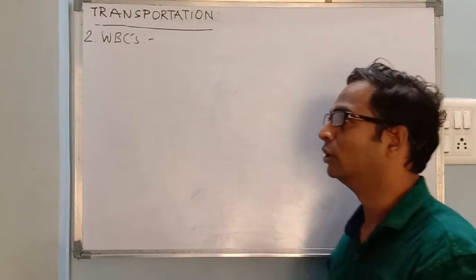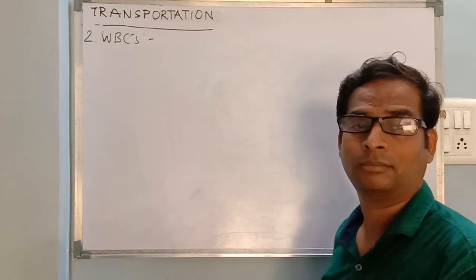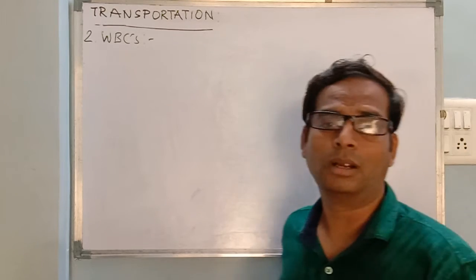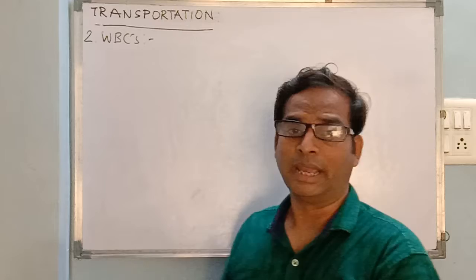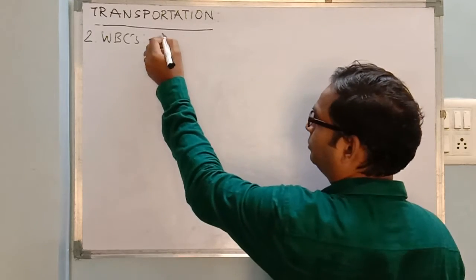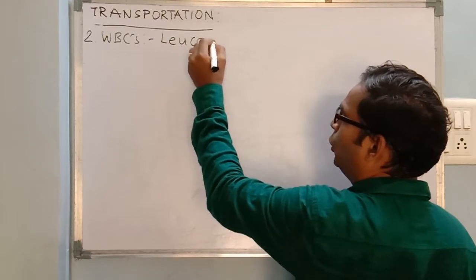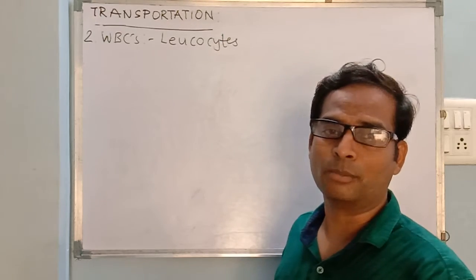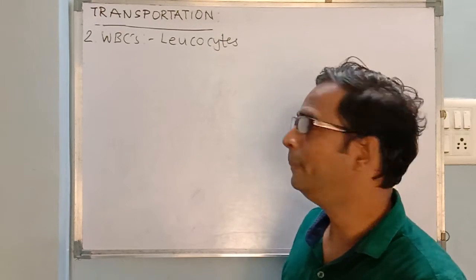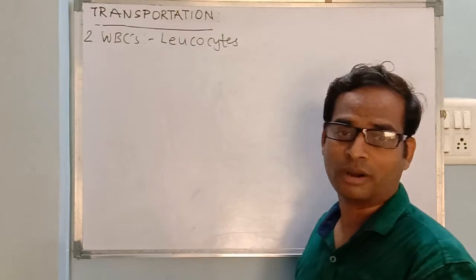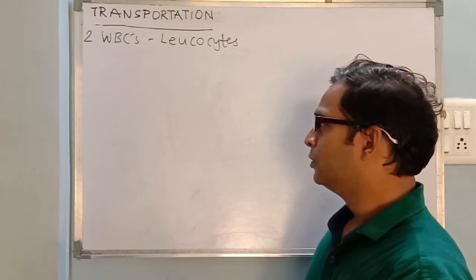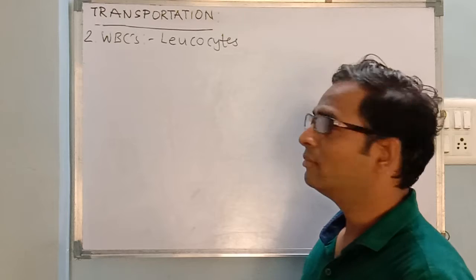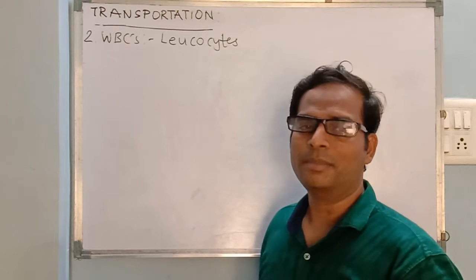Okay, so now it's time to learn WBCs. White blood corpuscles. Technically we call them leukocytes, and these are the soldier cells in our body, right? They help us to protect from infection or diseases. So comparatively, these WBCs are less than the RBCs.